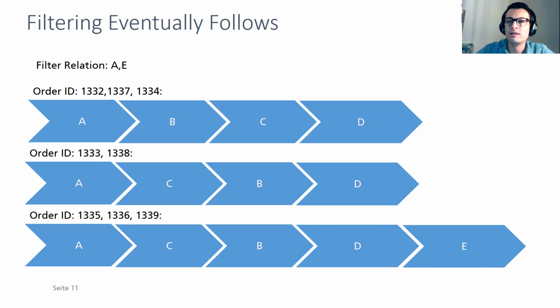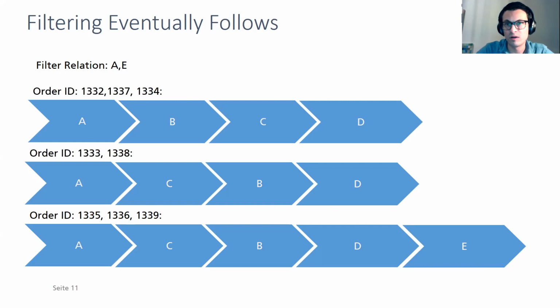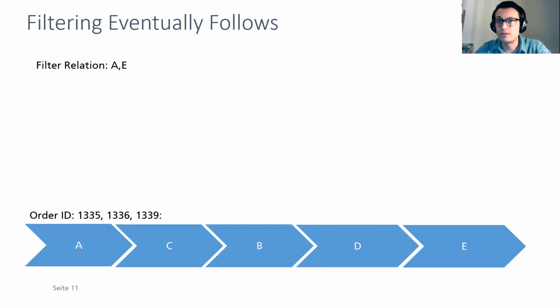So if I would apply the eventually follows relation filter with activities A and E, I would basically drop the first two. Note that if I would apply this filter not on A, comma E, but on A, comma D, then all the traces would remain, because in every trace A is at some point followed by D. But again, if I check for the relation A, comma E, then the first and second trace would disappear.